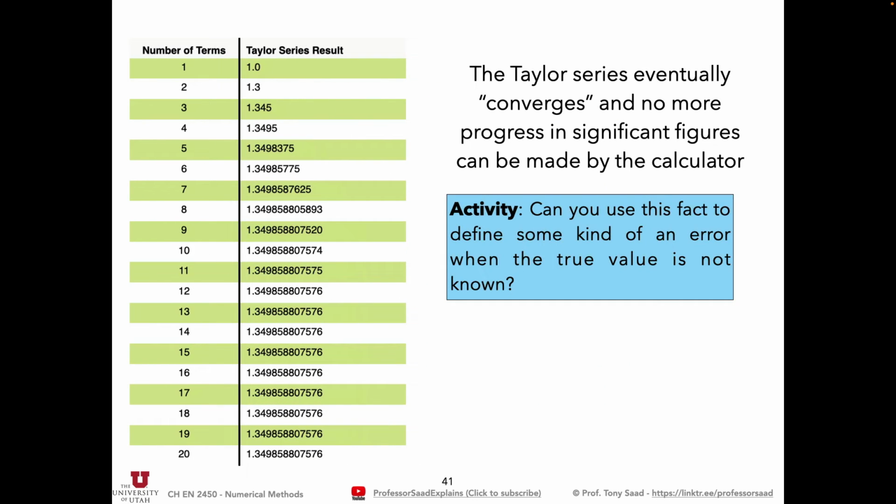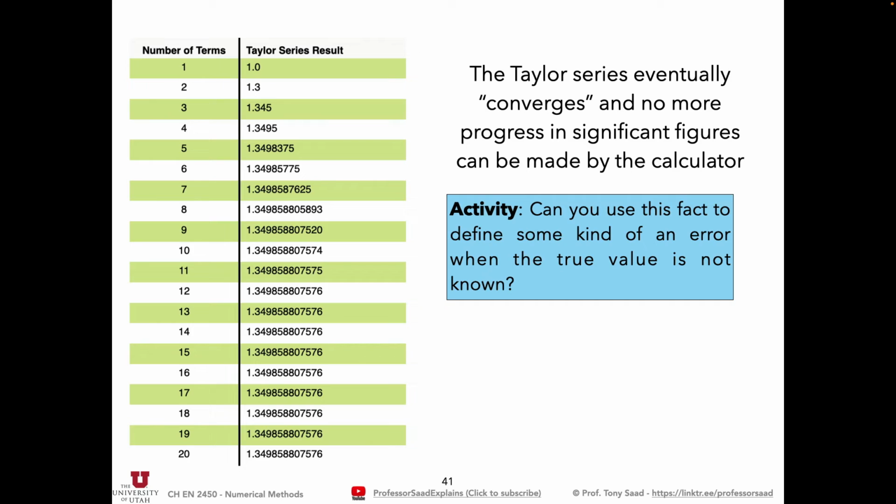So can you use this fact that there's no more change after a certain number of terms to tell the calculator to have an internal mechanism to say, stop here? Because clearly, the calculator is not going to spend an hour computing 2,000 terms or 10,000 terms. That's more than enough, or maybe not. We don't know, right? So maybe it can do it in 10 terms or 5 terms.